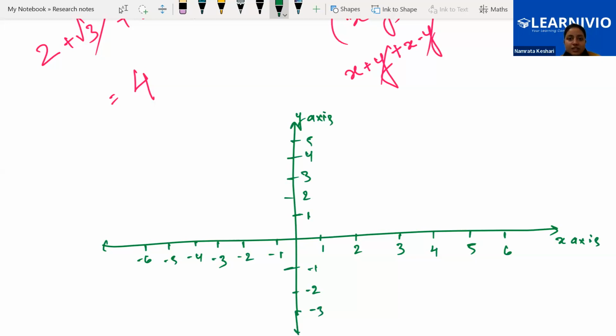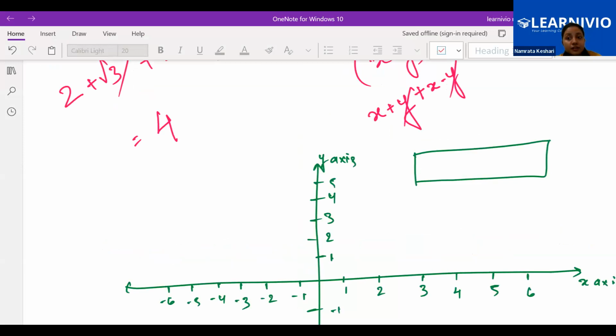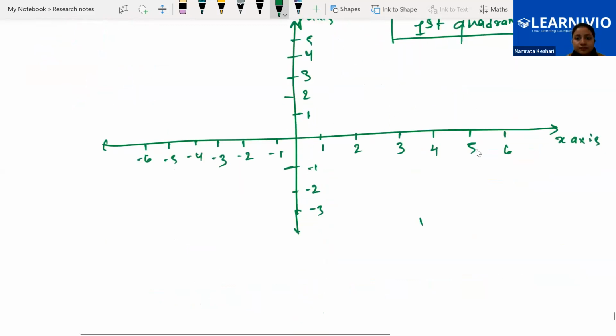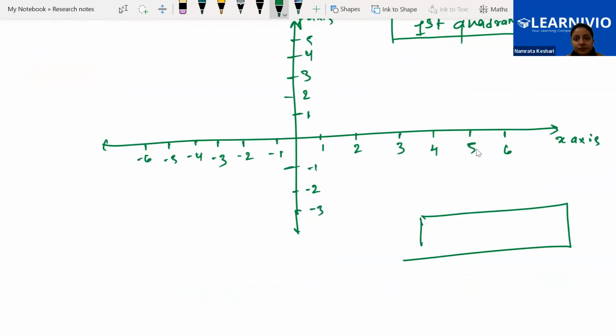Okay. Now please let me know, which one is the first quadrant? In this rectangular box, I'm going to write the name of this quadrant. Is it first, second, third, or fourth? First quadrant. What about this one? Ma'am, fourth. It is the fourth quadrant.